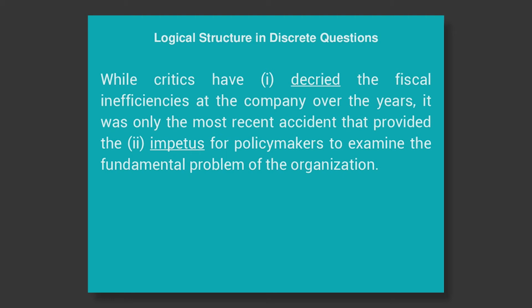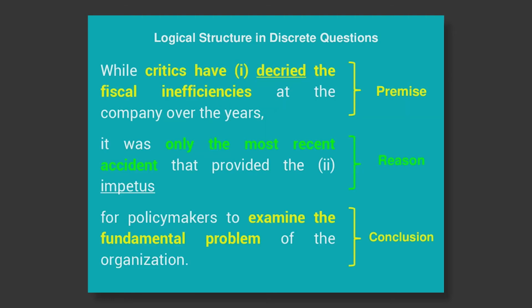The company has been having these inefficiencies for a while, but one really big recent accident made people ask questions, right? It drove the policymakers to actually analyze, right? To examine what the problem of the organization was, okay? Now you may think, okay, that sounds like a typical text completion question, but what about logical structure? Actually, we do have a clear logical structure over here. You can break it up very clearly into a premise, reason, and a conclusion, right?